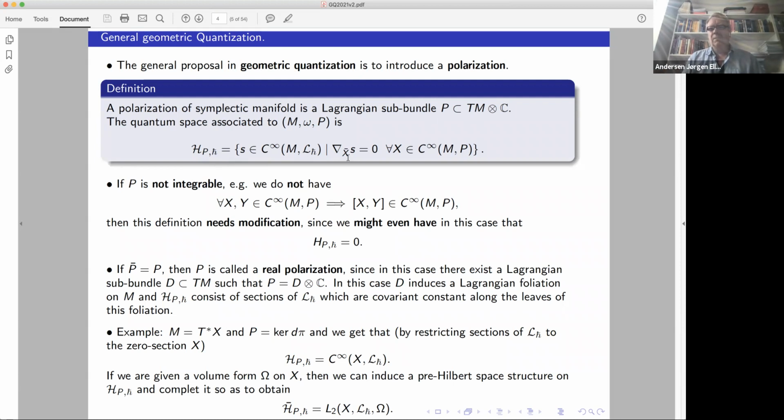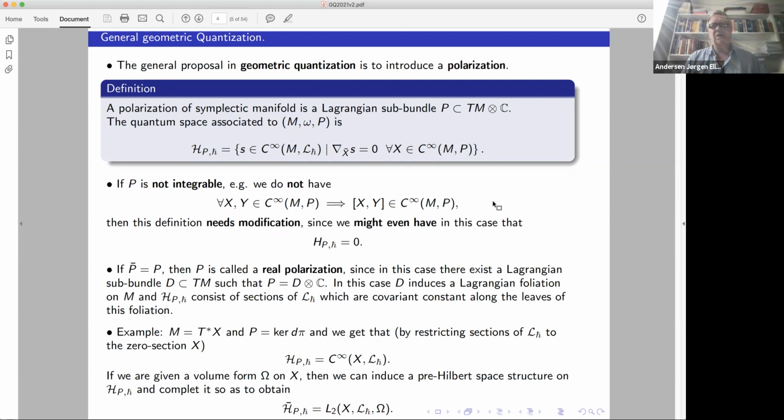vanish. Now, if we do not have that P is integrable, so that means that if we don't have, for all vector fields that are tangent to P, that the bracket is also tangent to P, so this is the violation of integrability, if we don't have this, then we might actually end up in a situation where this Hilbert space is empty. So that's of course a problem. So we would want to require that the bundle is integrable. Actually, I should remark that there are ways around this, but I won't discuss this.